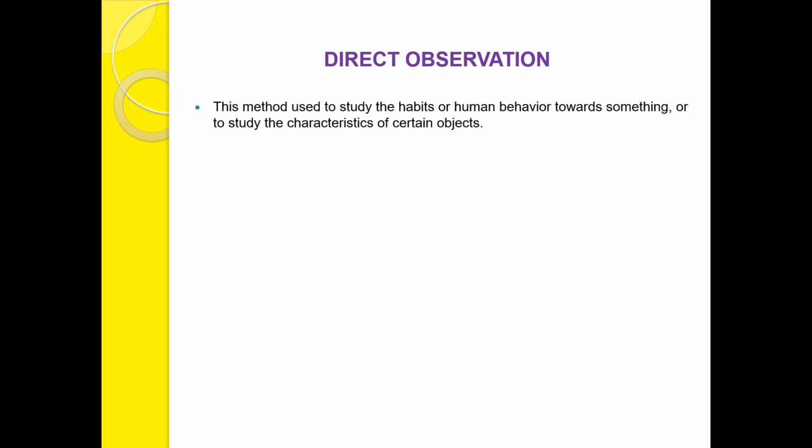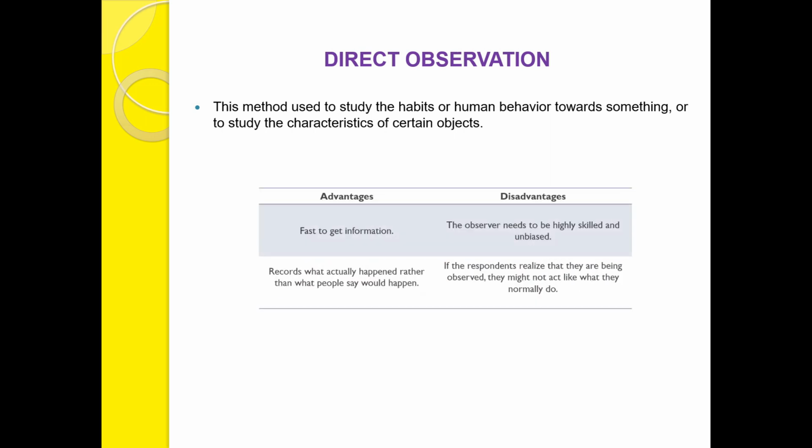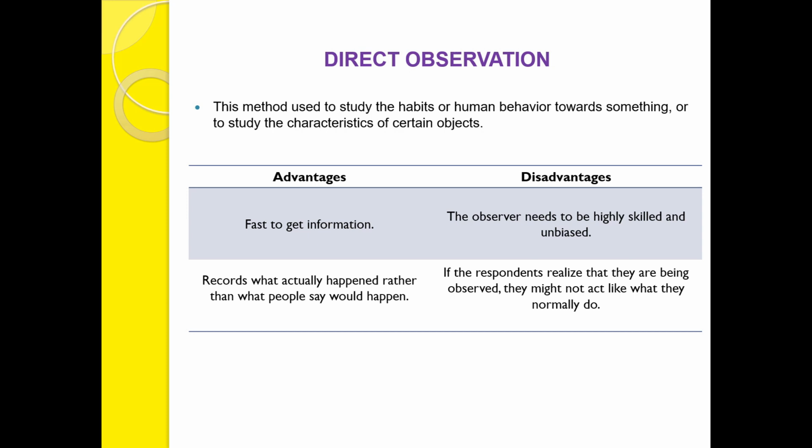Finally, the last data collection method that can be used by the researcher to collect the data is direct observation. Observe. From the word observe means the study used to study the habits or human behavior towards something or to study the characteristics of certain objects. So look at the advantage by using direct observation. So of course, fast to get the information needed. Then, the researcher or the observer may record what actually happened.